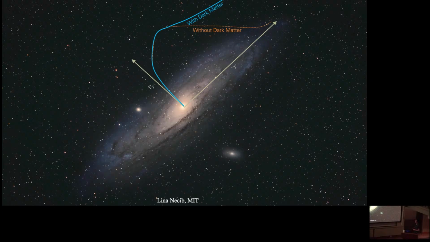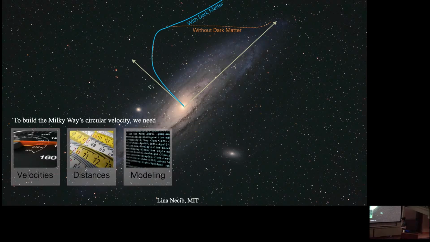Okay, so going back to our rotation curve, Vera Rubin did it in the 70s. We can do it in 2024. Famous last words. Because the Milky Way circular velocity, or rotation curve, is actually a lot more complicated because we're right in it. So things are a little bit harder than you would expect. But if we wanted to do it, you would need 3 ingredients. You would need the velocities, the distances, and some theory magic modeling to make sure that everything is done correctly.